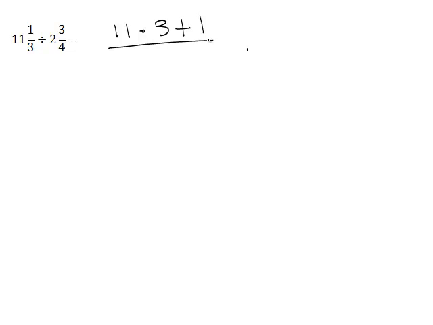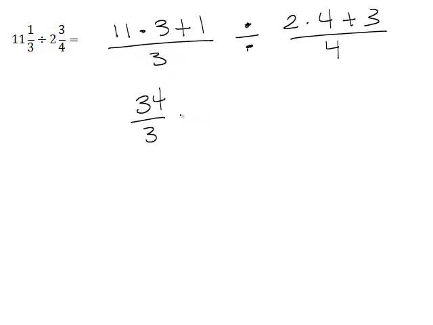All right, let's look at one more. Let's take a look at this one. 11 1/3 divided by 2 3/4. The first thing we want to do is change the mixed numbers into improper fractions. 11 multiplied by 3 plus 1 over 3, and that will leave it as division for right now. 2 multiplied by 4 plus 3 over 4. So this is 33 plus 1, 34 over 3, divided by 8 plus 3 is 11 over 4.